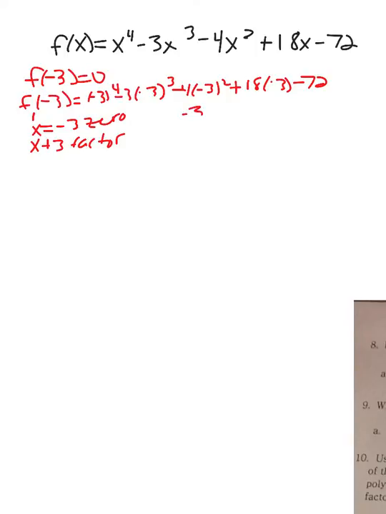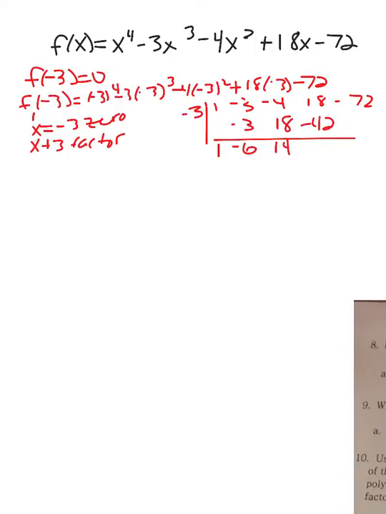I put negative 3 on the outside and put all my coefficients: 1, negative 3, negative 4, 18, negative 72. So I have 1 times negative 3 is negative 3. Negative 3 plus negative 3 is negative 6. Times negative 3 is 18. Negative 4 plus 18 is 14. Times negative 3 is negative 42. Plus 18 is negative 24. Times negative 3 is positive 72, and I get 0.